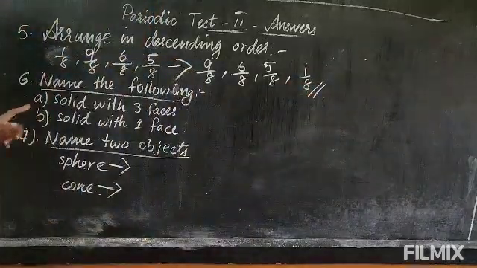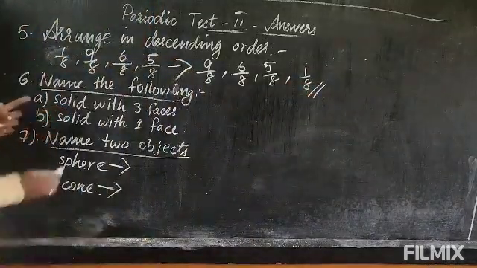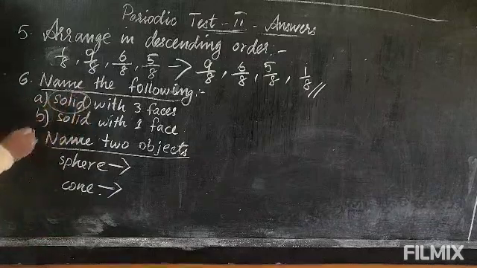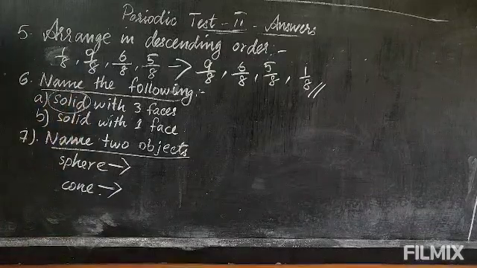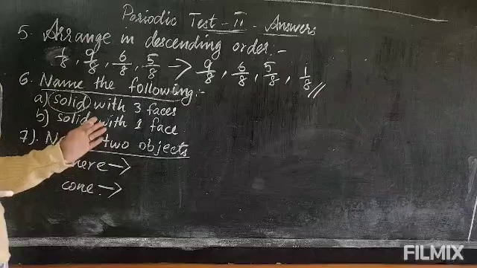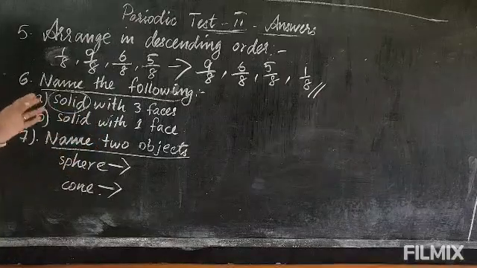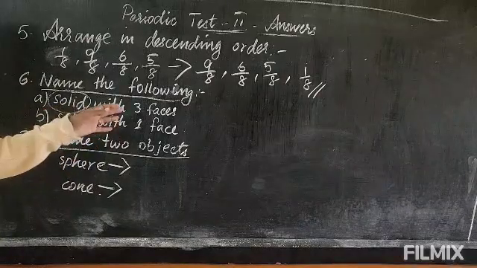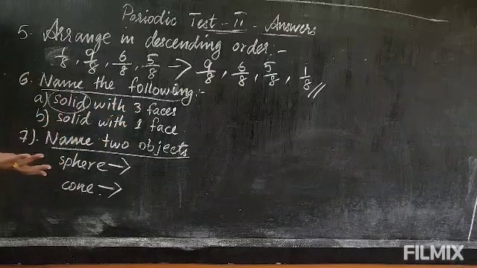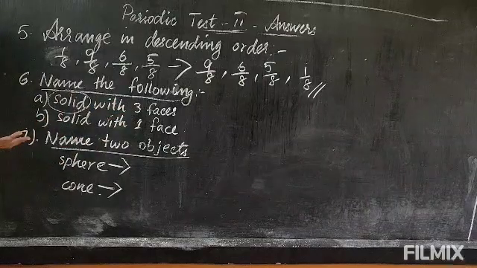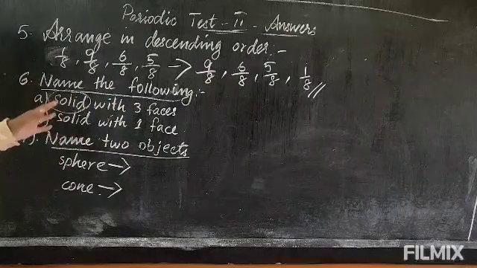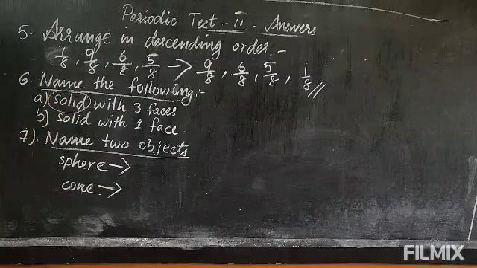Next one, name the following. Solid with 3 faces. Solid, you remember. Solid means it is a 3-dimension figure. So you can write only the 3D figures. You cannot write the 2D figures. Some of you have written triangle. Triangle has 3 sides. It is not the 3 faces. Okay, so that is the wrong one. Solid means you have to write only the 3D figures.